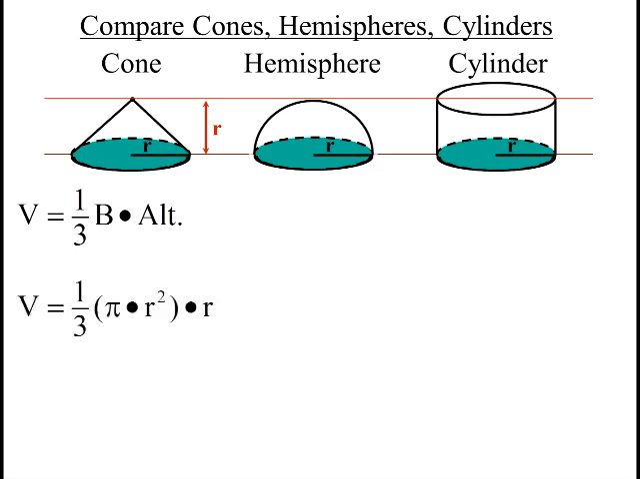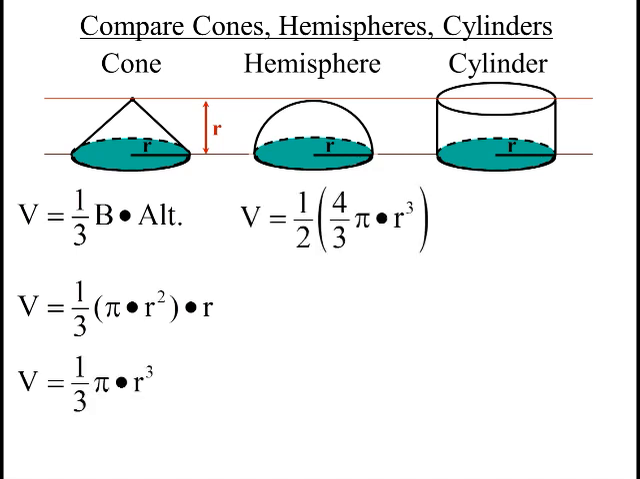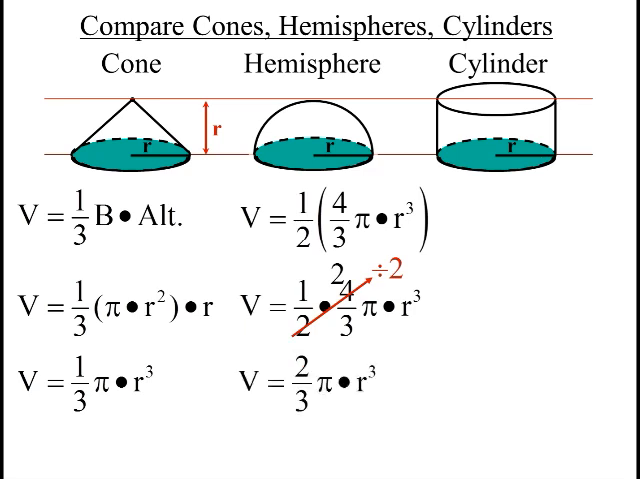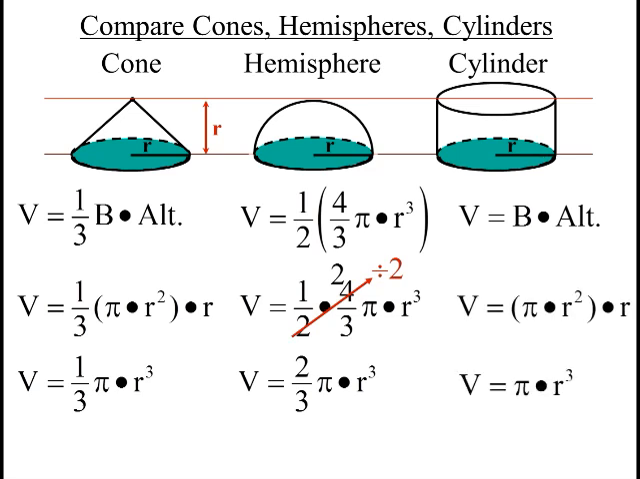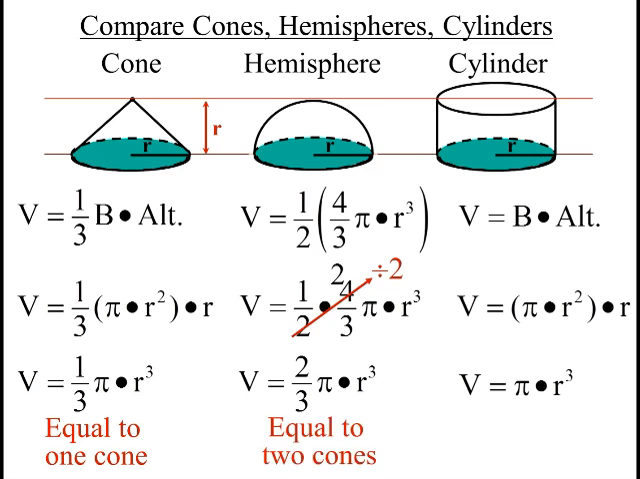So using the formula for a cone, 1/3 base area times altitude, you get 1/3 pi r cubed. If you do the same with a hemisphere, you're doing half the formula for a sphere. So that's going to end up being 2/3 pi r cubed. And the cylinder will be just base area times altitude, which is pi r squared times r, or pi r cubed. So the cone is the basis for comparison. A hemisphere is going to be worth 2 cones, and the cylinder is going to be worth 3 cones. That's kind of interesting.